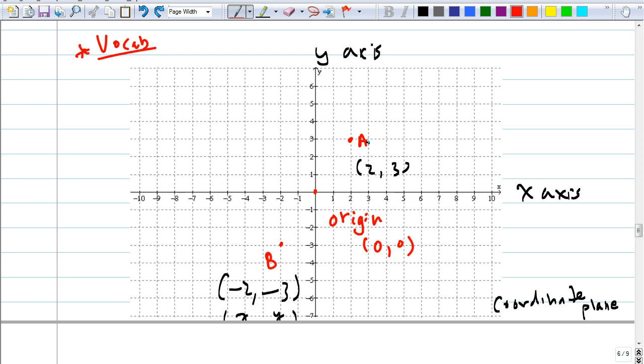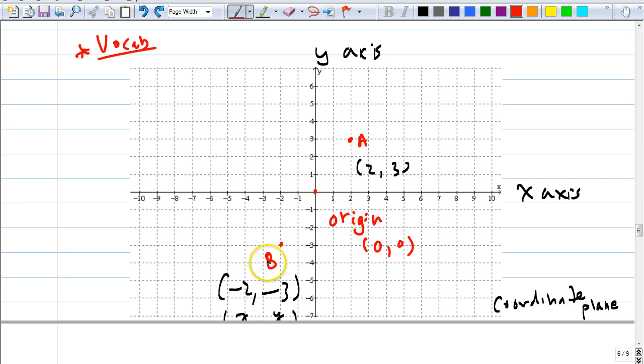So, yeah, it's in alphabetical order, right? So you have to give me the x, then y. Remember, x goes left and right, and then y gives you up and down, right? So in order to get to A, by the way, do you see why it's called origin? Because you always start at the origin and you go to the right 2 and up 3. Does that make sense? Okay. So that's why this is called the origin, right?